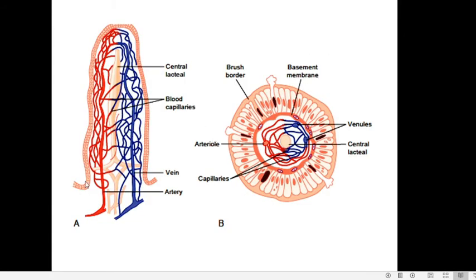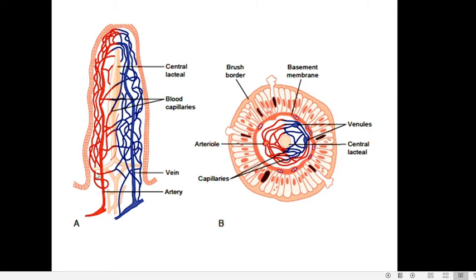And when we take a longitudinal section through a villus, villus is a finger-like projection. So when we take a longitudinal section through the villus, what we can see is its lumen is supplied with a capillary network. So these are the blood capillaries. This is the artery that enters into the villus. This is the vein that leaves the villus, and this is the capillary network in between.